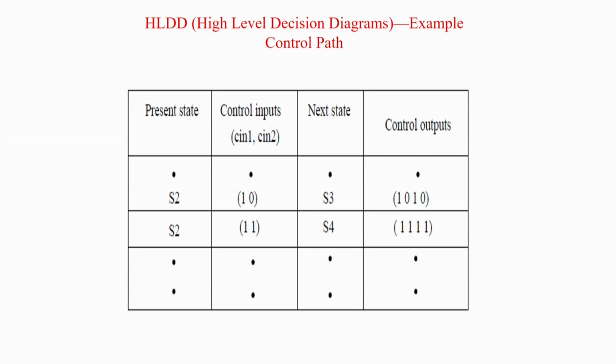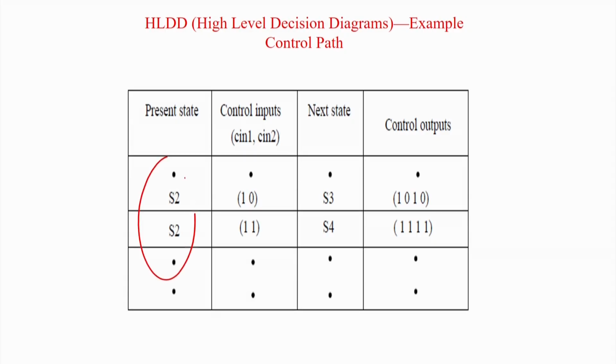Some people have also tried to think about how we can represent control paths in terms of HLDD. But control circuits are generally smaller, so BDDs will suffice; they have just given the example for the sake of completeness. Say there is some present state and some control inputs, then the next states and these are the outputs.